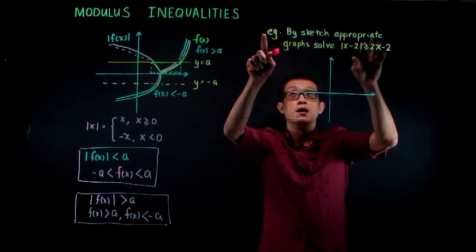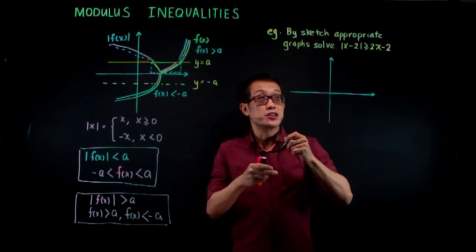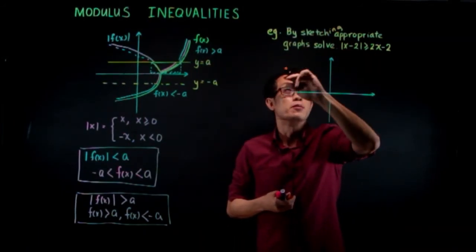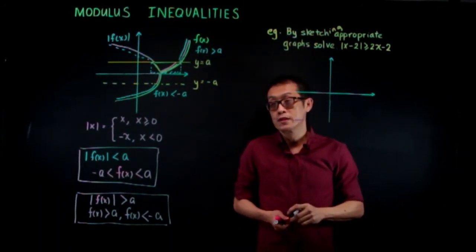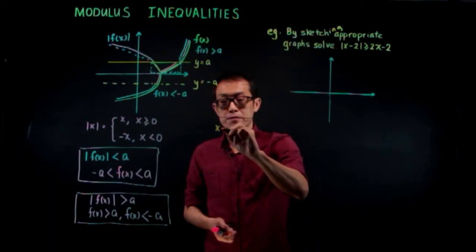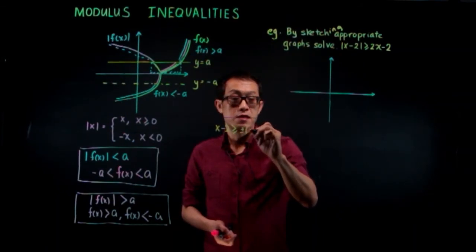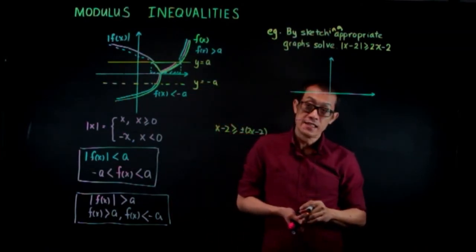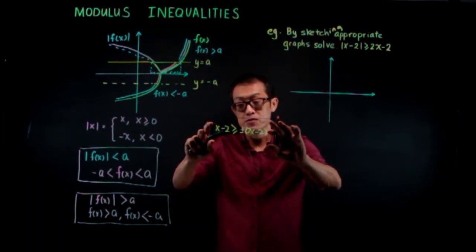Now let's do an example. By sketching appropriate graphs, solve this. Now, if you just blindly do this sum this way, x minus 2 is greater than plus minus 2x minus 2, you may not get the answer. I'm not too sure about this because if you do it this way, sometimes you get an answer, sometimes you do not get the answer.